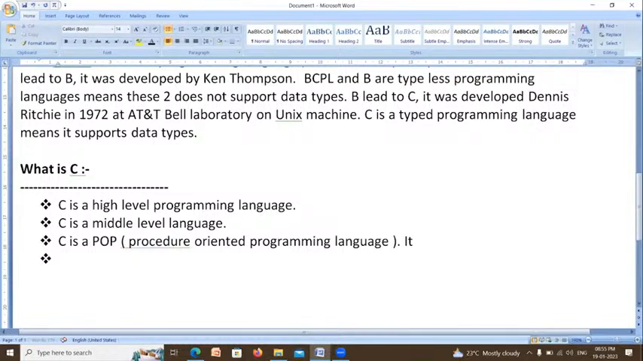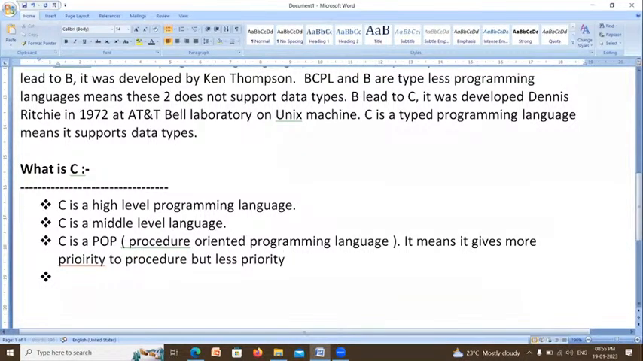Procedure oriented means it gives more priority to procedure. It gives less priority to data. What is the meaning of this?